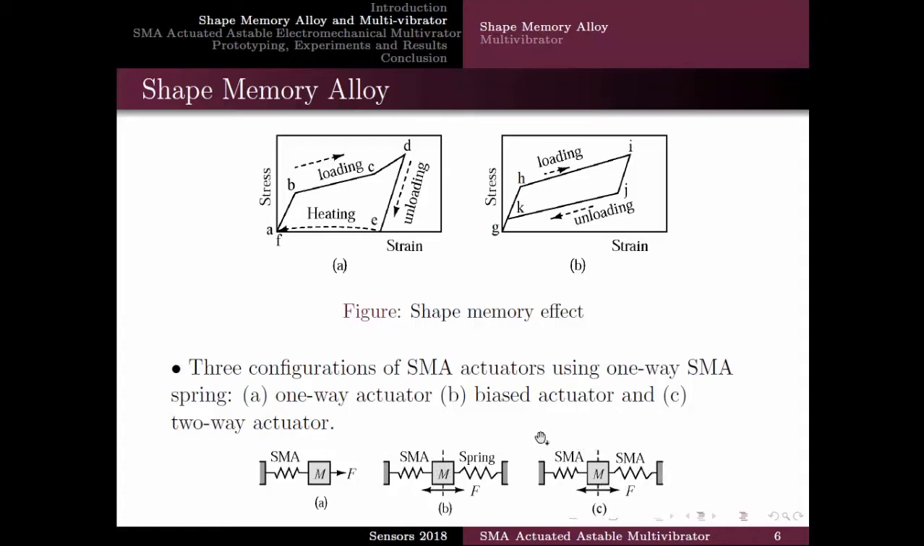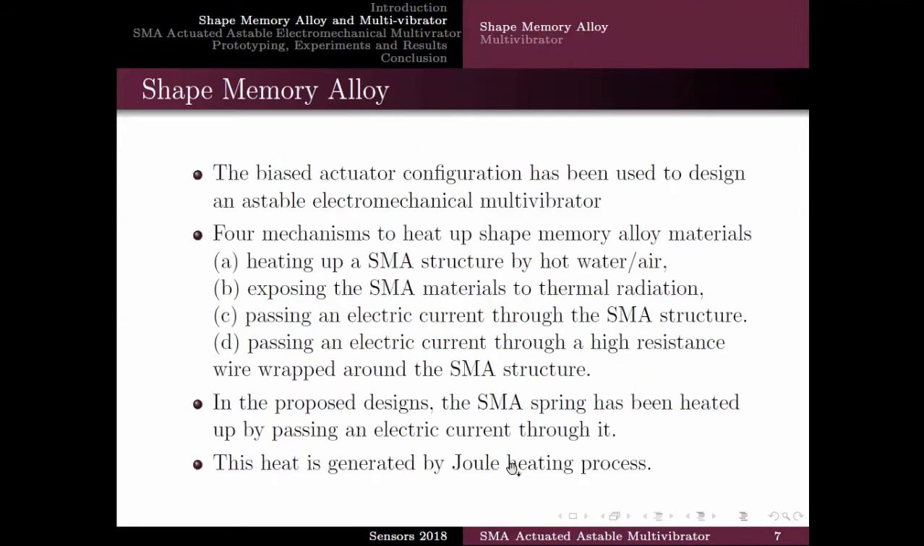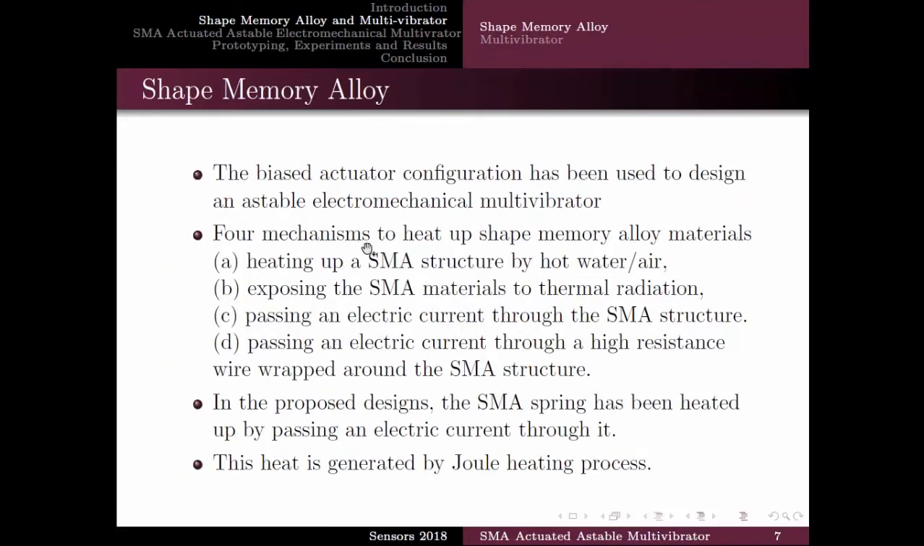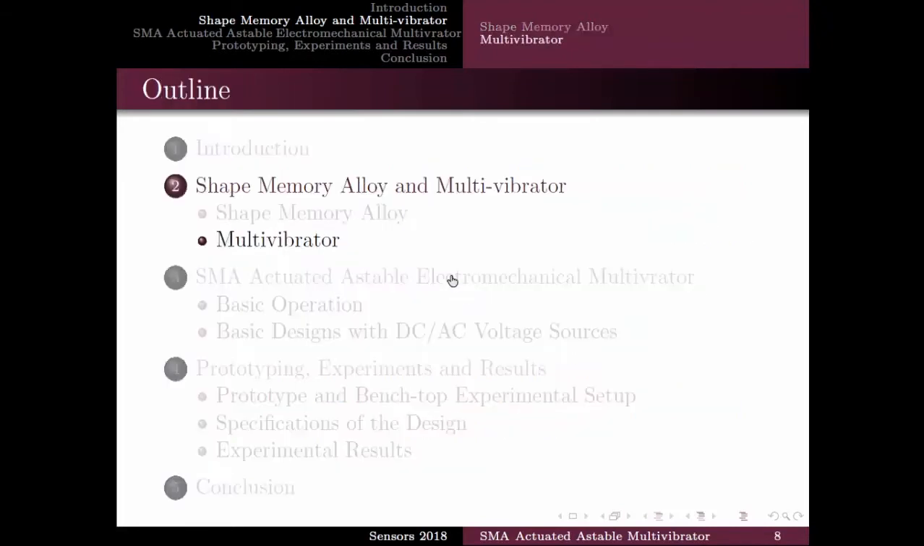For this application we have used basically the second one, called the biased actuator, to get this actuation. Again, we need some means to supply electric energy to increase the temperature.